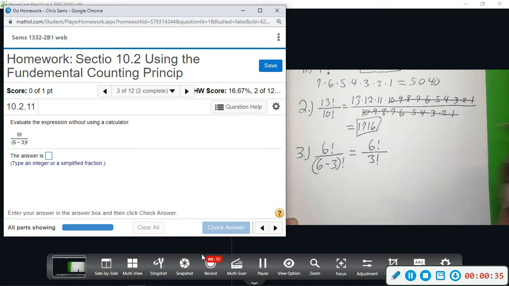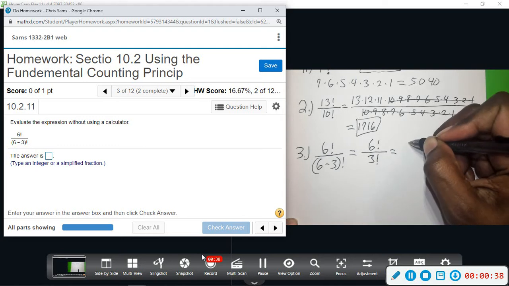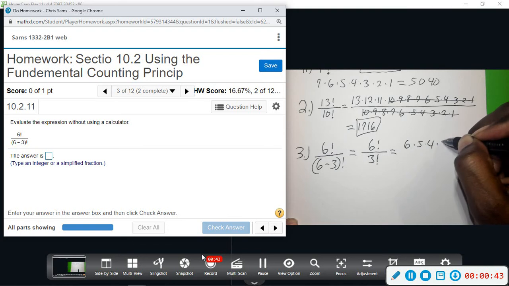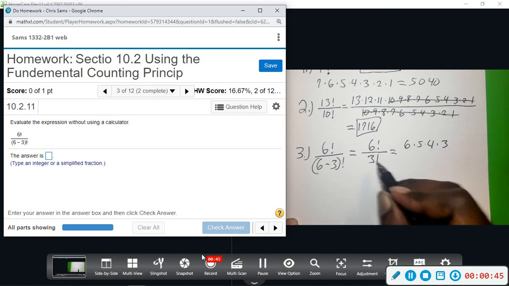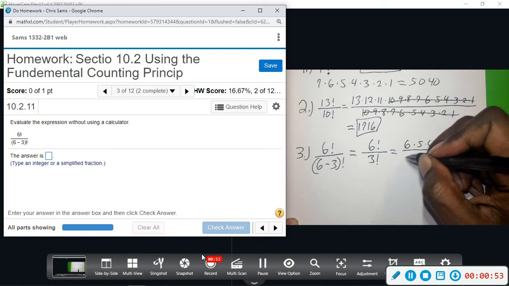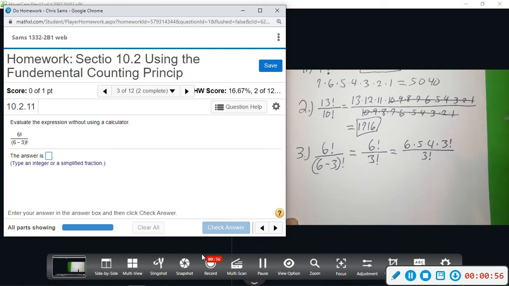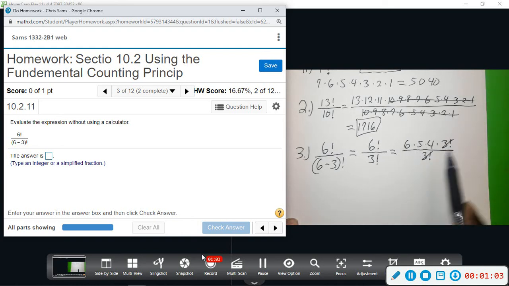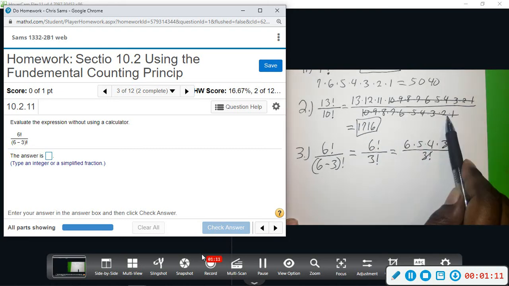Alright, so 6 factorial is 6 times 5 times 4 times 3. I'm going to stop at 3 because I noticed we had a 3 on the bottom. So I'm going to write 3 factorial, because 3 factorial just means 3, 2, 1. Since we have a 3 factorial on the bottom, we don't have to actually write it all out. Those two terms are going to divide each other out. So you just go down until you meet that number that's on the bottom. Whenever you get to that point, you can stop. You don't have to spell it all out like we did up here.